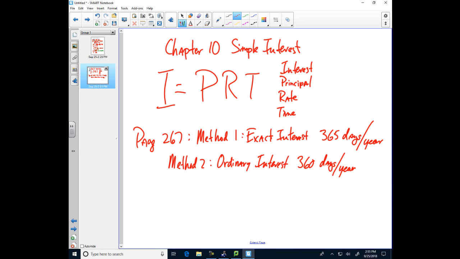On page 267, right underneath where it introduces ordinary interest, it points out this is called the banker's rule. So the bankers came up with this. It actually makes the interest a little bit higher. You're paying them, and by calculating it with 360 days in a year, it actually turns out to be higher. I guess it's whatever you can get away with.